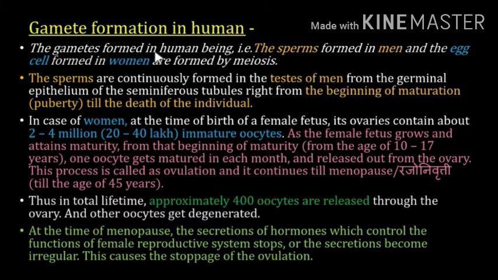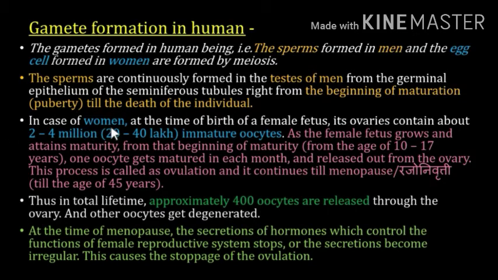The gametes formed in human beings, that is the sperms in men and the egg cell formed in women, are formed by the meiosis process, and both these gametes are haploid, that means the number of chromosomes is n. Now the sperms are continuously formed in the testes of men from the germinal epithelium of the seminiferous tubules, right from the beginning of maturation, that means from the age of 10 to 17 years, that age duration is called puberty, and till the death of the male individual.